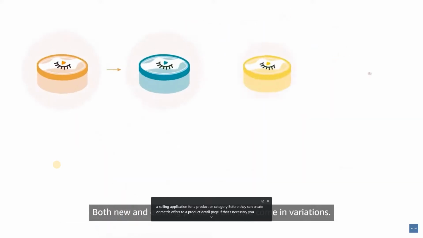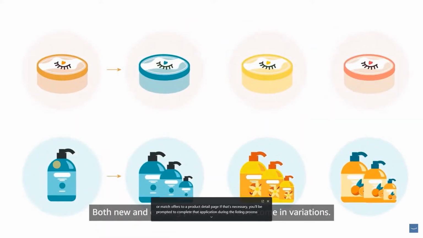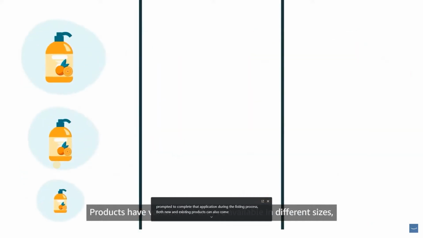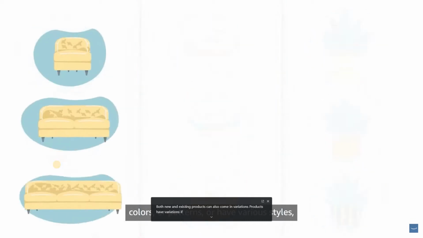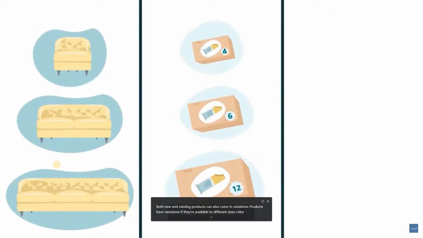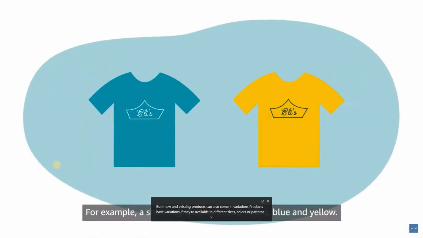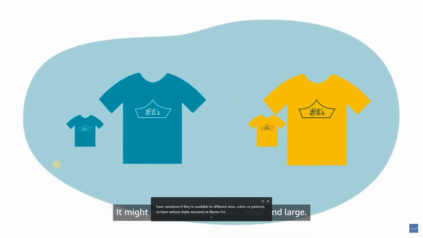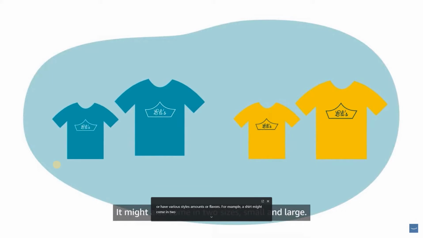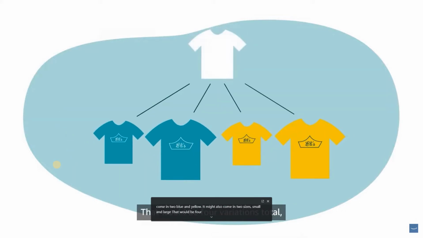Both new and existing products can also come in variations. Products have variations if they're available in different sizes, colors, or patterns, or have various styles, amounts, or flavors. For example, a shirt might come in 2 colors, blue and yellow. It might also come in 2 sizes, small and large. That would be 4 variations total, 1 for each color and size pairing.